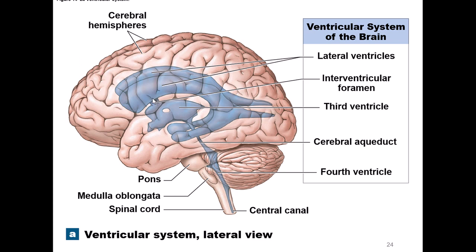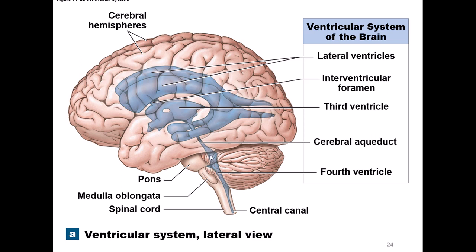And from the lateral ventricles, the fluid enters the third ventricle. Right? At this point, more cerebrospinal fluid is going to be produced. Now the cerebrospinal fluid is going to go through this long tube right here down to the fourth ventricle. This tube we're going to call the cerebral aqueduct.